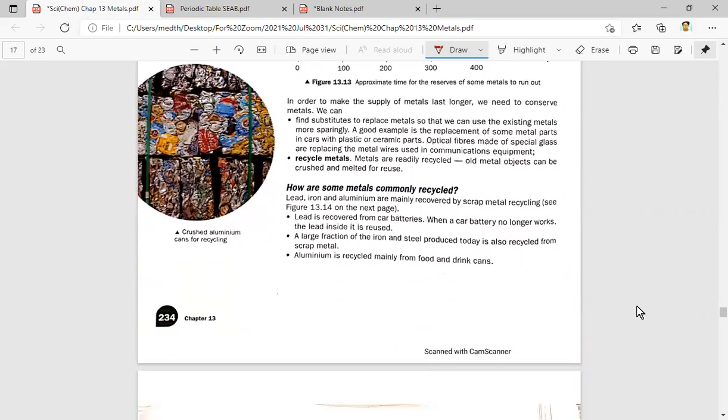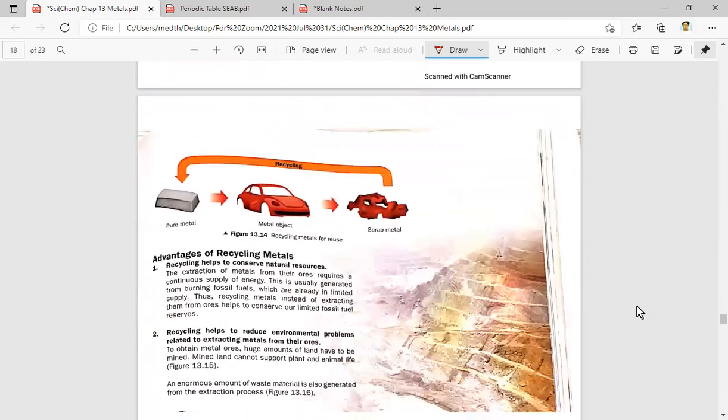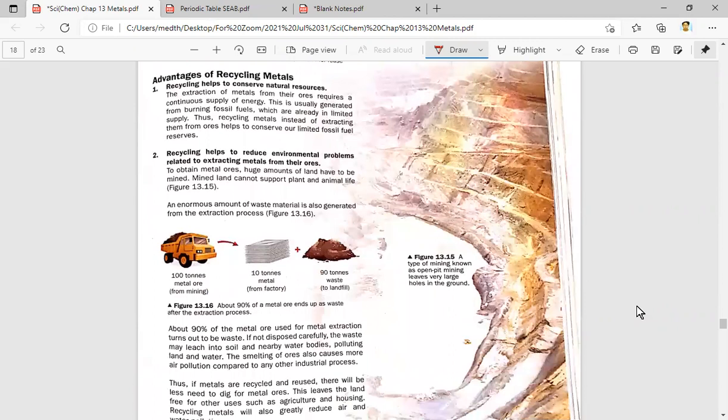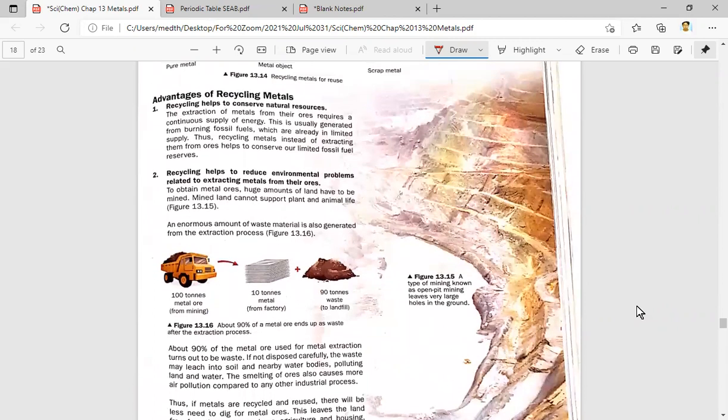As I said, it's important to recycle metals. Now, what are the advantages of recycling metals? Obviously, when you recycle, you conserve the resources. That means I don't need to keep mining to get the metal. I can, based on the current existing metals, recycle them and reuse them. So recycling helps to conserve the natural resources.